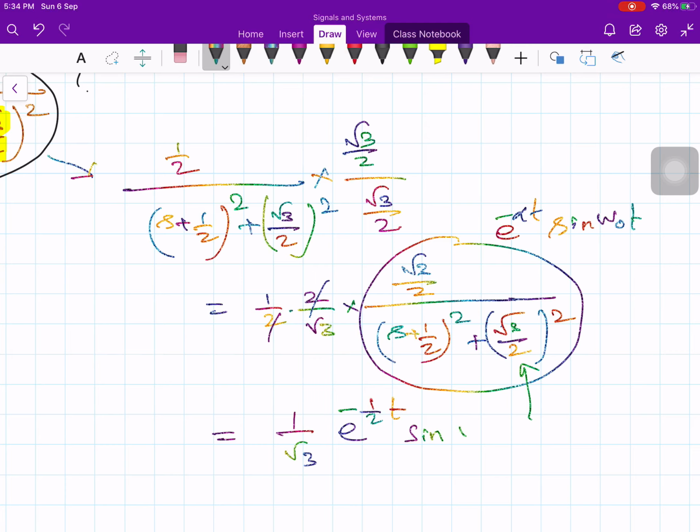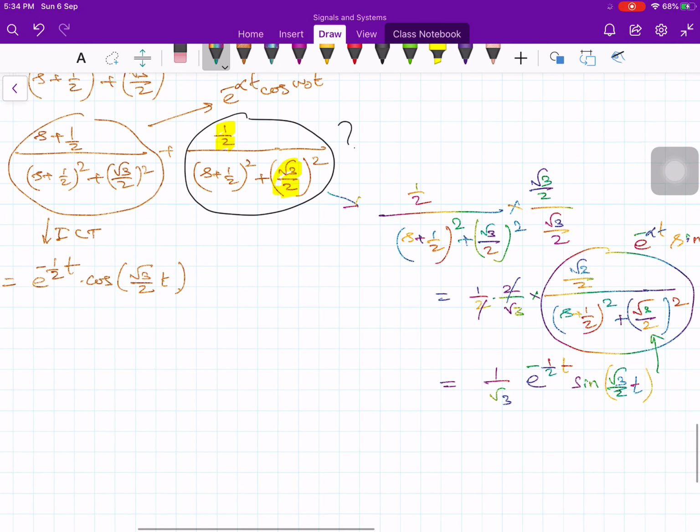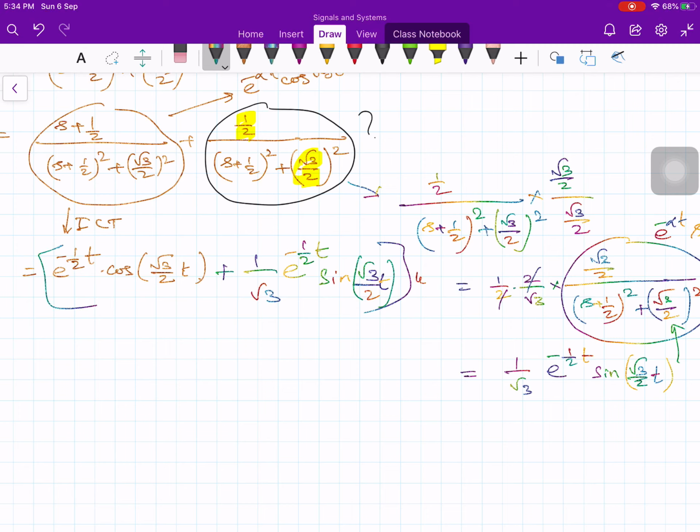That's it. If you put these two together, then this becomes 1 over root 3 e to the minus 1 half of t sine of root 3 by 2 times t, the whole thing multiplied by u of t. So this is your x of t.